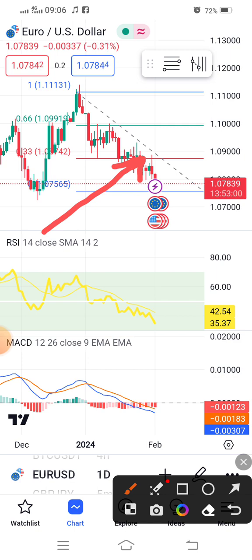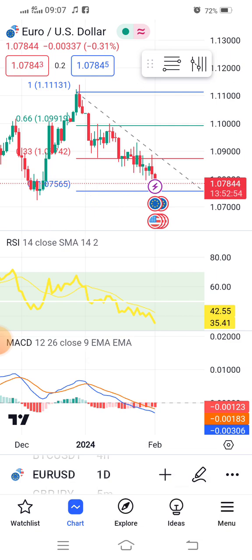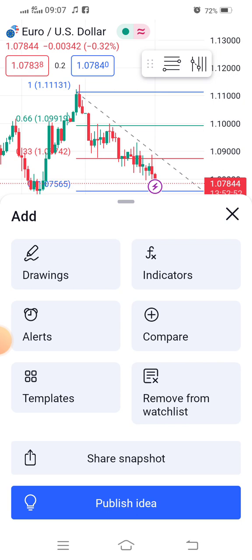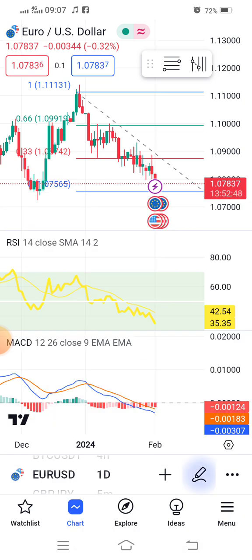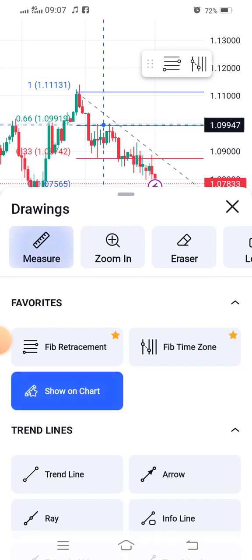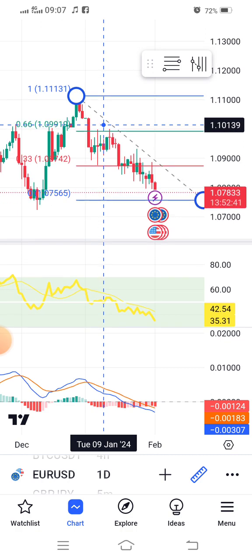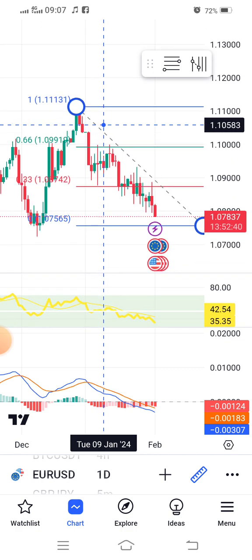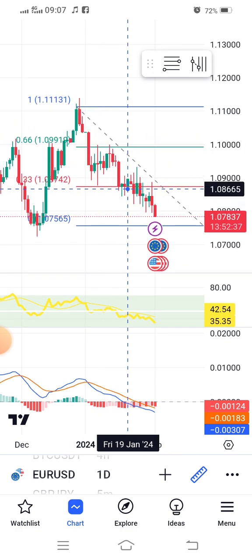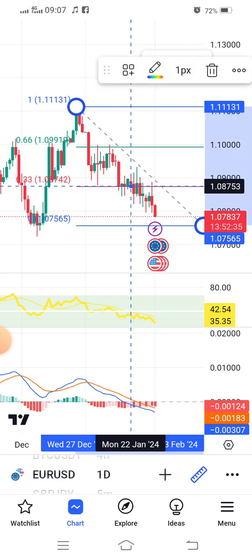So we are supposed to buy at 1.0... Let me get that correctly. A buy is activated when we hit 1.08753. That's when a buy is activated.